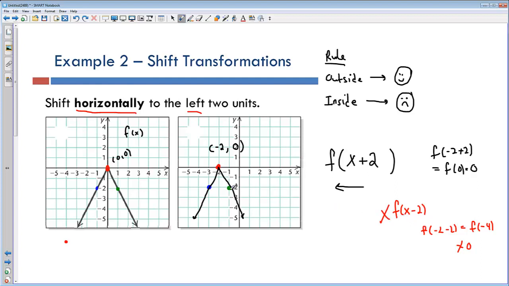You thought it was -2 because you thought you were going to the left, but you're working with the inside. So it's always the opposite of what you think. So it's +2. Let's do another one to practice this.